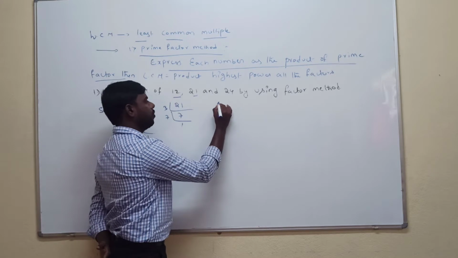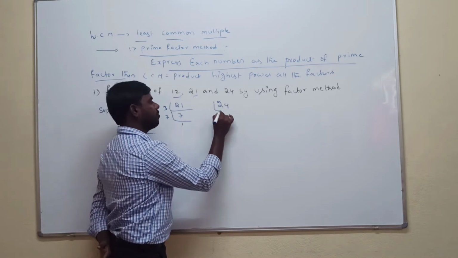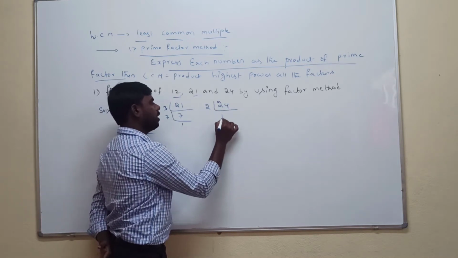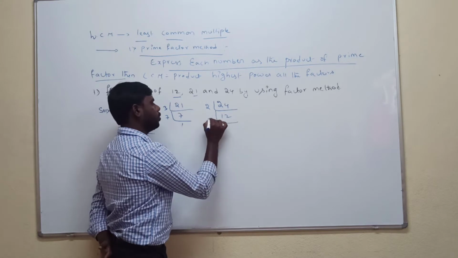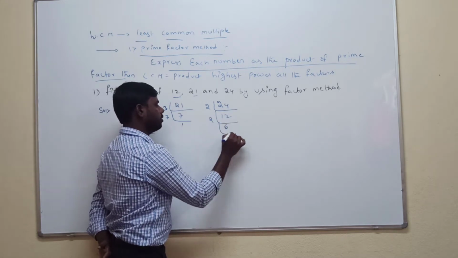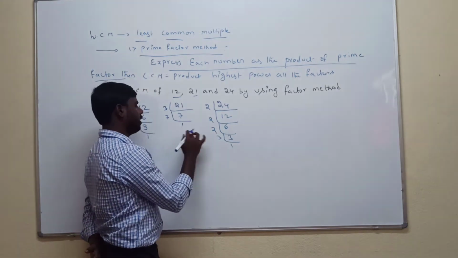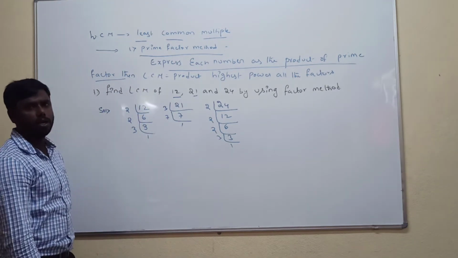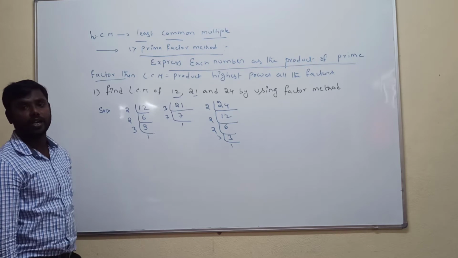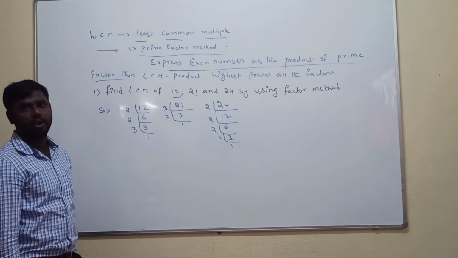The next number is 24. 24 is divisible by 2. 2 twelves are 24. 2 sixes are 12. 2 threes are 6. 3 ones are 3. Here the remainder is 1, so stop the division. Now write the prime factors. Each number is expressed as prime factors.